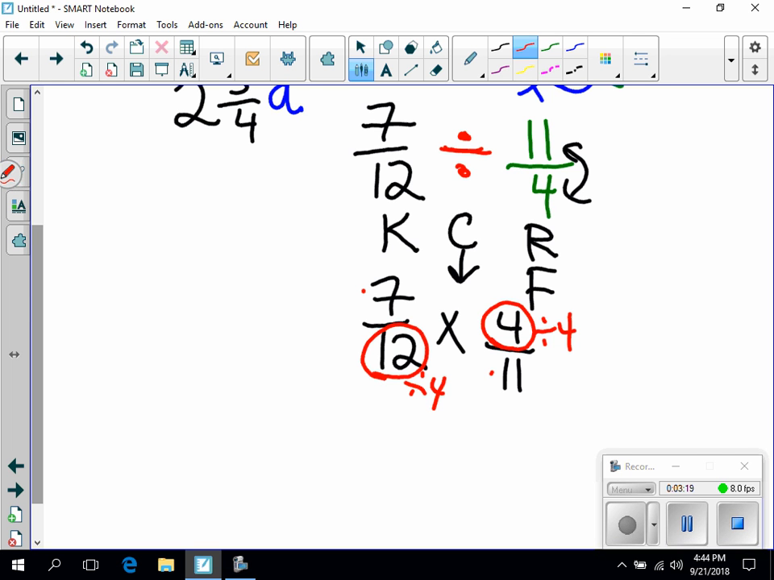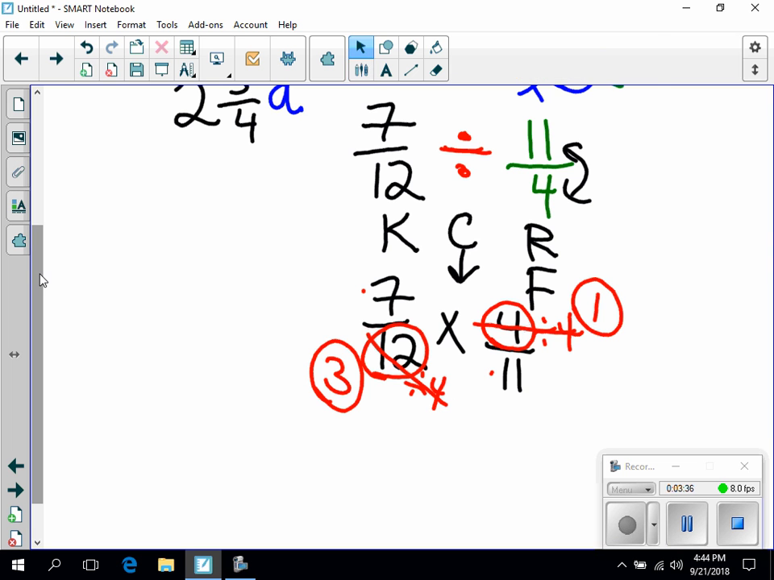When I know the answer, I'll cross it out. So 4 divided by 4, I get a result of 1, and I'll circle my new answer. 12 divided by 4, I get a 3. I circle my new answer. Take a look at 1 and 3. You cannot simplify that further. So we are ready to multiply across.